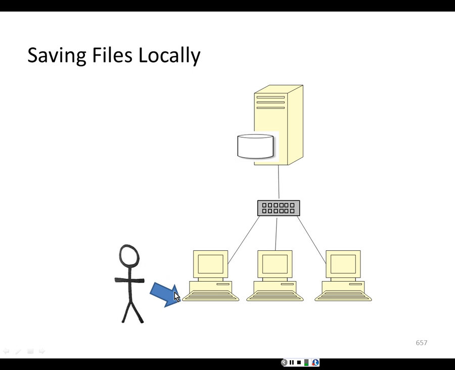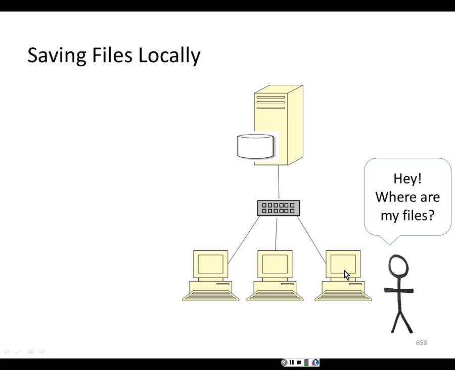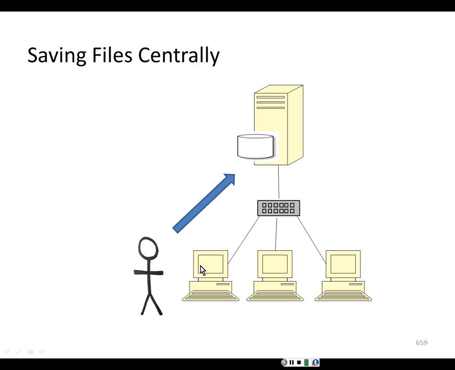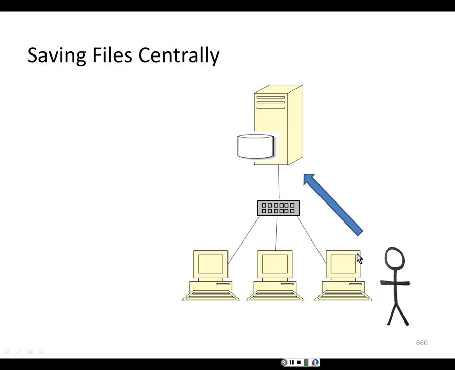Now, a user can save files locally to his own individual hard disk. But if he then goes to another computer and tries to retrieve the file, the user says, hey, where are my files? So what we do is we tell the user to save the files centrally up to the file server. And that way, if a user goes to another computer, then the user can still have access to the files regardless of where that user is located.